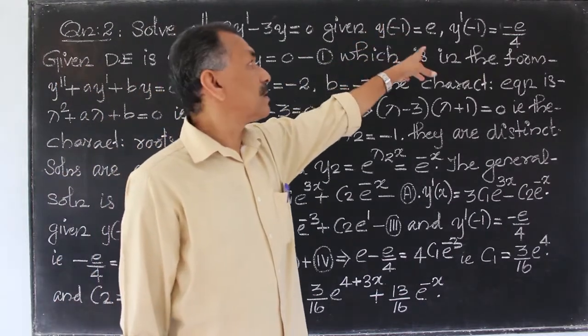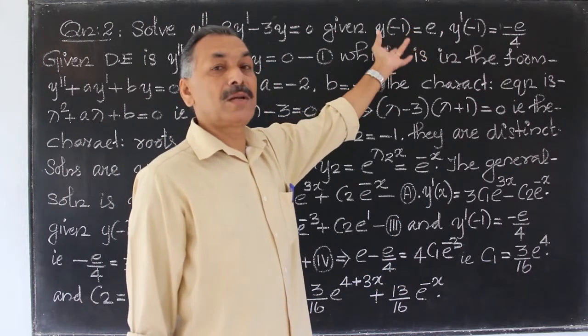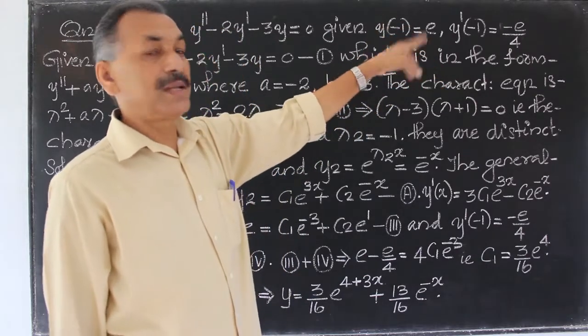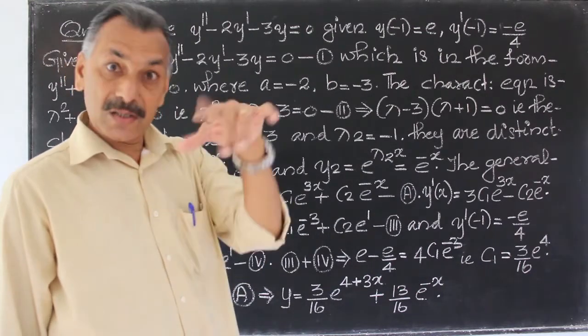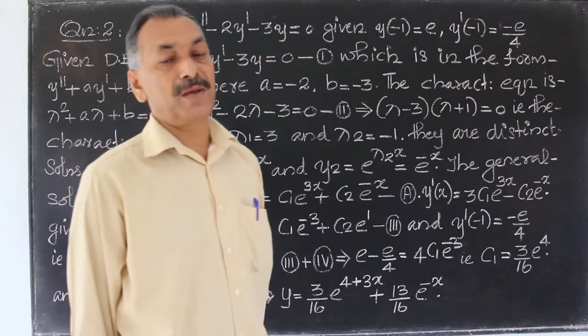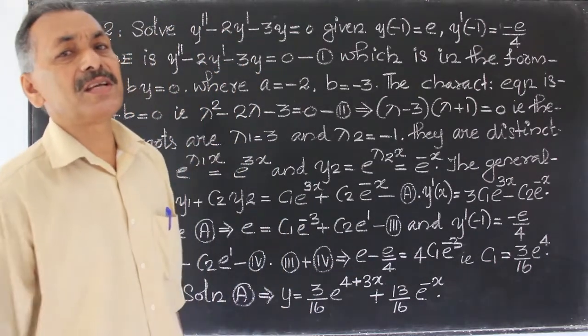y(-1). At x = -1, the value of the function y is e. And y'(-1) = -e/4. That is, at the point (-1, e), the slope is y'. y'(-1) = -e/4. Okay? Then what is the given differential equation?